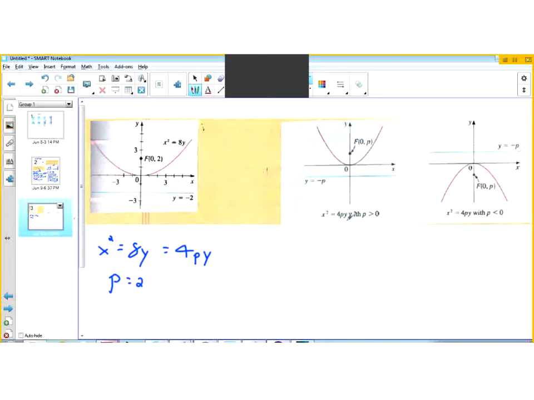And so here's the generalized case, with x squared equals 4py with p greater than 0. The vertex of the parabola is at the origin. You can see that with p being greater than 0, the directrix occurs below the x-axis, and so the parabola opens up. And in this case, with p less than 0, the directrix occurs above the x-axis, forcing the parabola to open down.